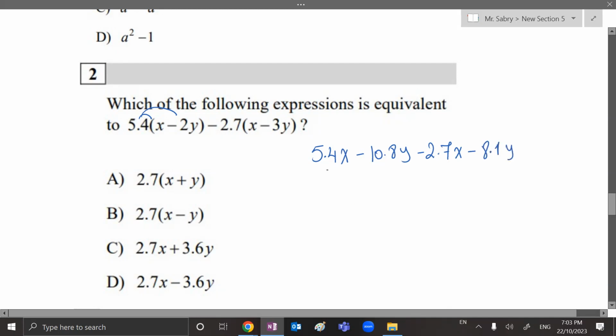And then add like terms together, so I have the 5.4 minus the 2.7, which would get me 2.7x, and then the negative 10.8 with the negative 8.1, that's negative 18.9, I think. Well, did I calculate it wrong? So here's a mistake. The negative 2.7, when I multiplied by negative 3, it becomes positive. So it's actually negative 3.6, the difference. When you look at the choices, it's D.